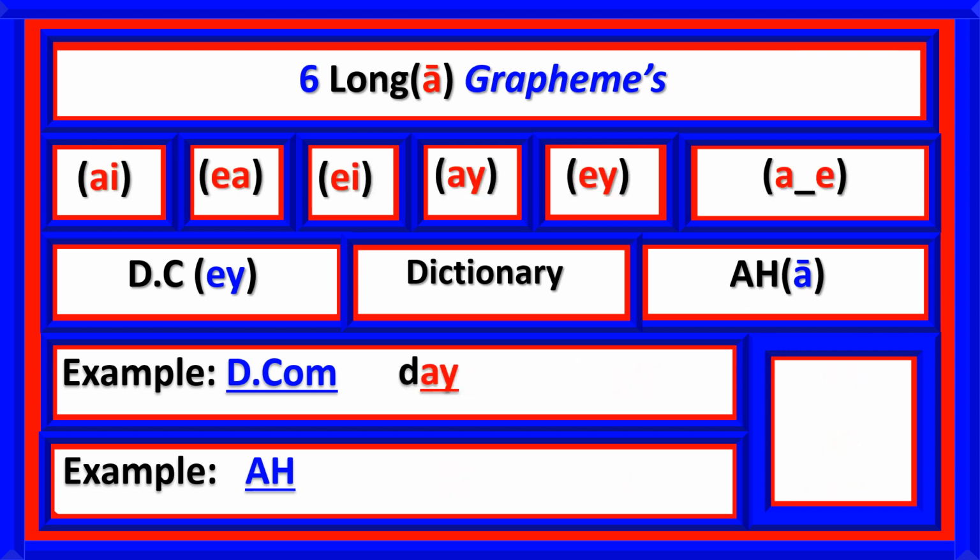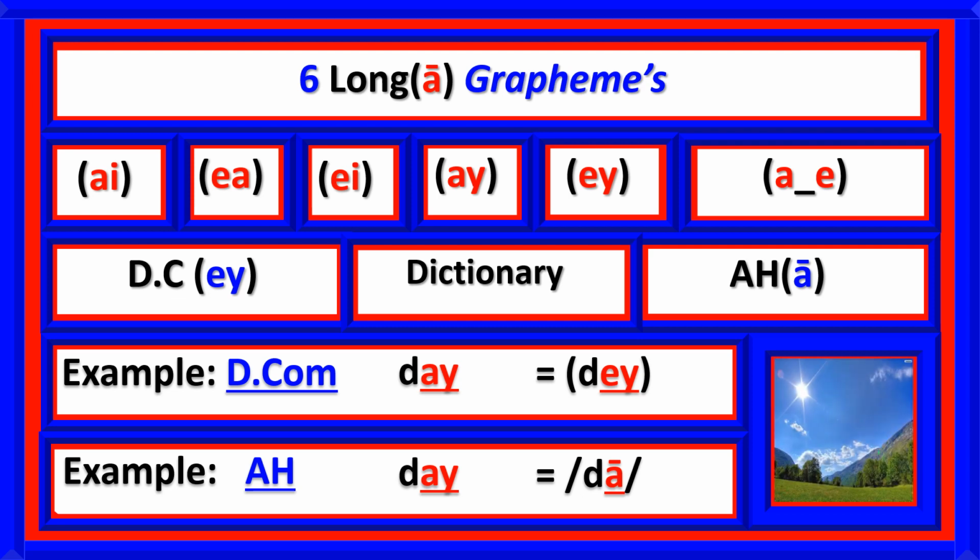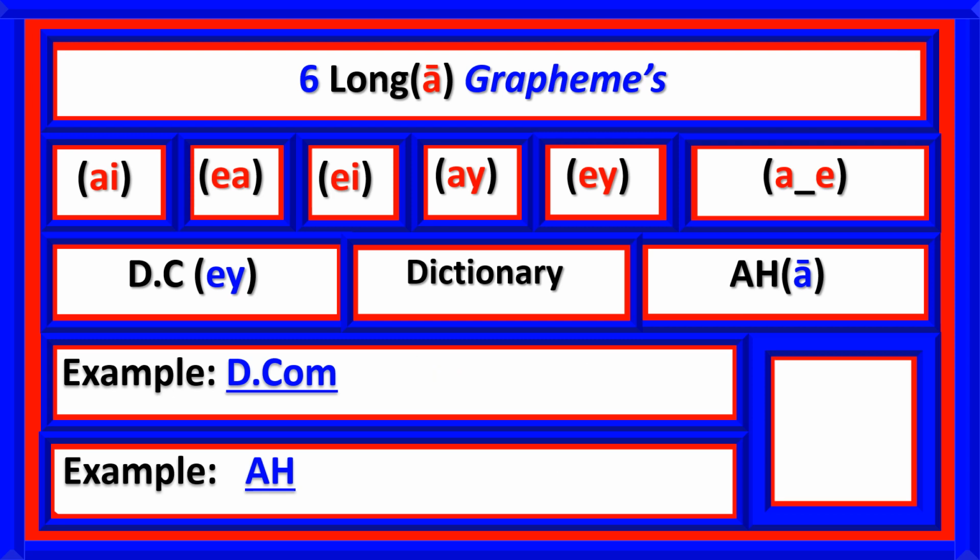Day. The A for American Heritage. That's nighttime right there. See, that's nighttime. But look, that's daytime there. That's the day. Okay? Good. Nighttime. Daytime. The A. Day.